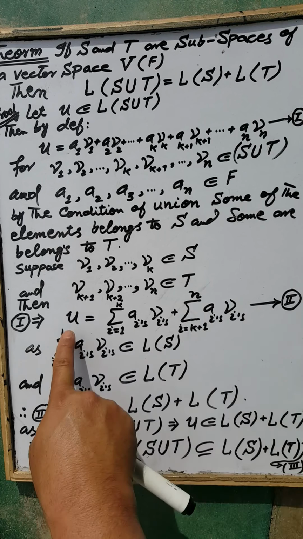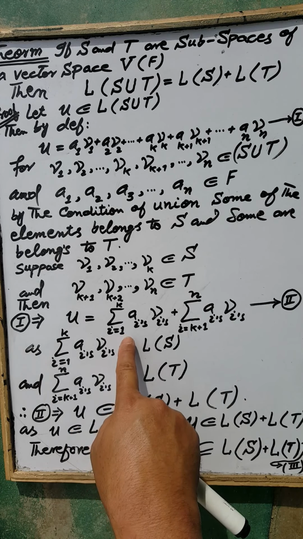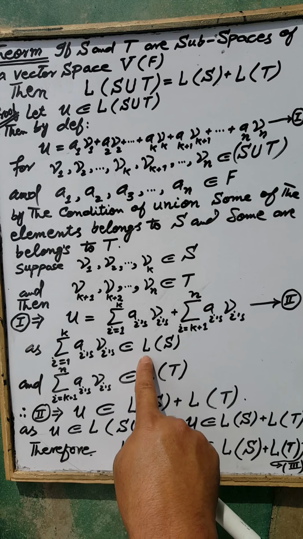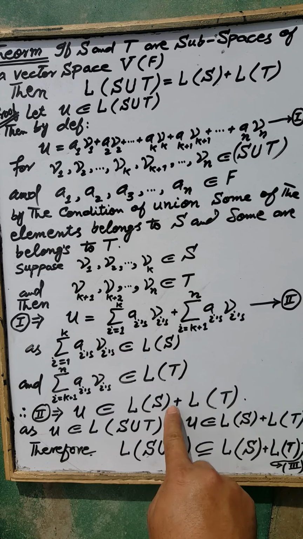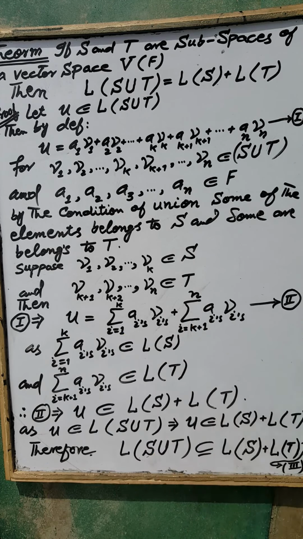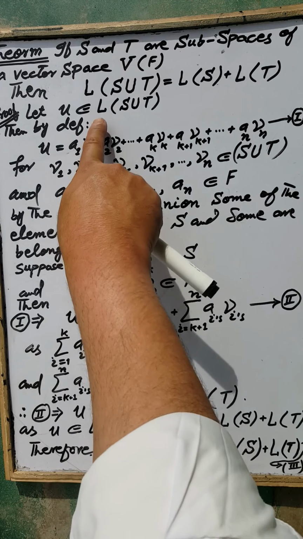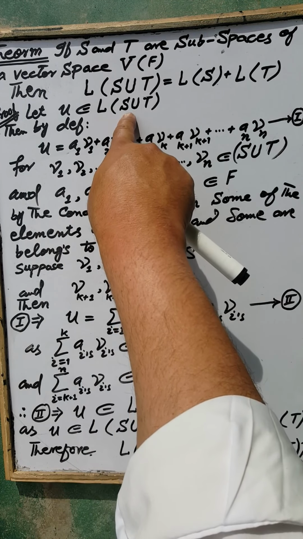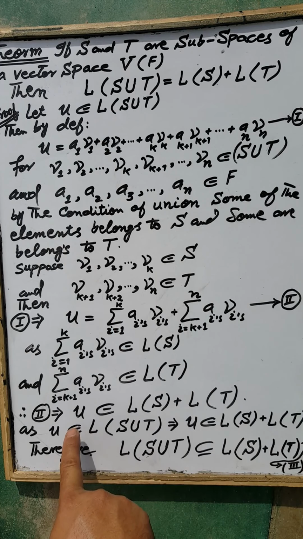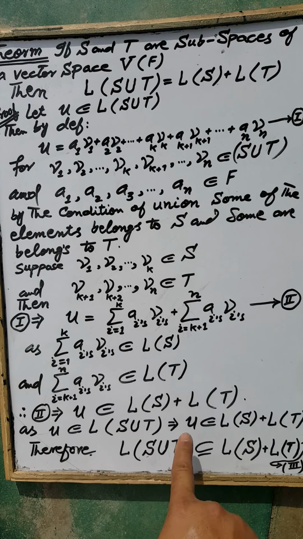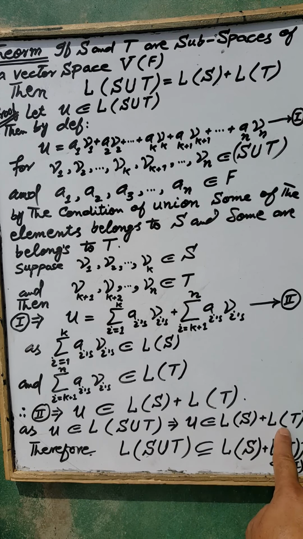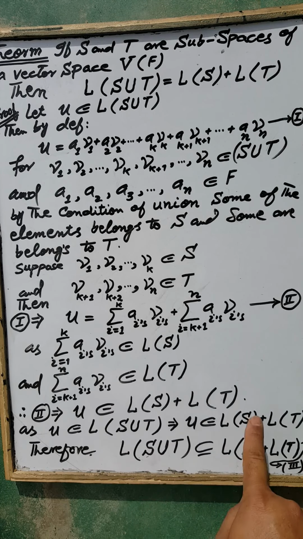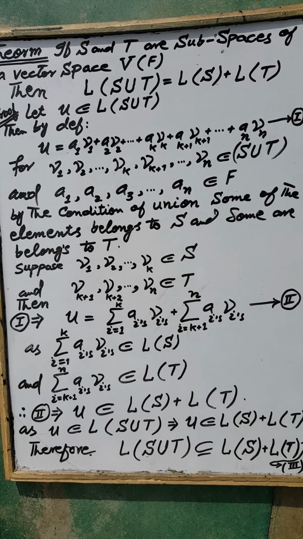Therefore, equation second implies that u belongs to the linear spanning set of the set S plus the linear spanning set of the set T, as u is an element of the linear spanning set of the set S union T. Therefore, the linear spanning set of S union T is contained in the linear spanning set of the set S plus the linear spanning set of the set T, which is equation third.